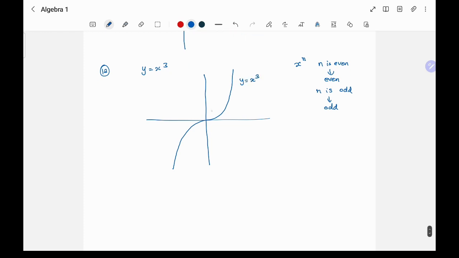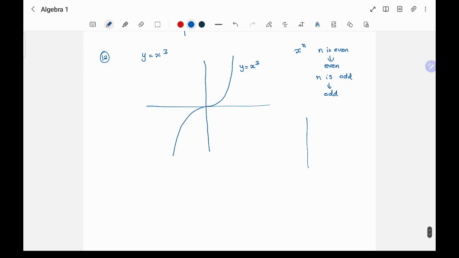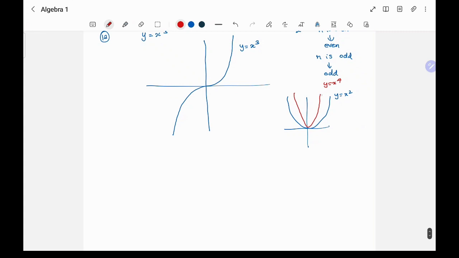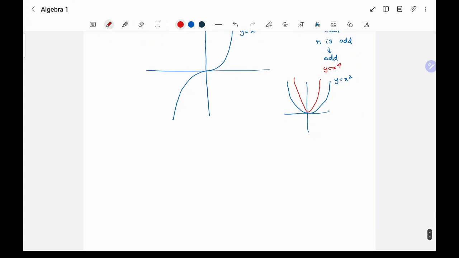So x power 4 will be similar to x square, right? But it will just be a little steeper. For example, if this is x square, so x power 4 will be like this. It will be steeper, right? Because y is having higher values for x greater than 1. What about x less than 1? It will have lower values, right?